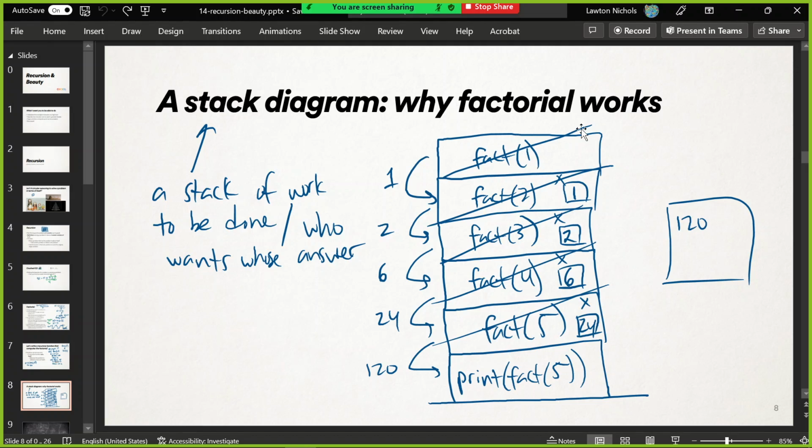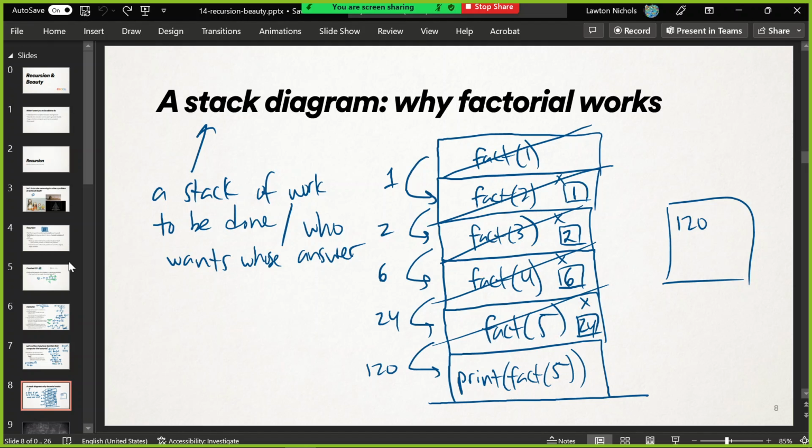And eventually you get down to the base case where, okay, fact of 1, it knows its answer. Let me build up from what I know. All right, I'll give back 1. All right, I was waiting on that. Let me multiply my 2 by that. Oh, I was waiting on that. I'll multiply my 3 by that. And it just keeps on building itself up until we get back to the place where we want it to be. We finally have 120 to go and print out. Okay, so this was a stack diagram that was showing us all the stuff that needed to be done.